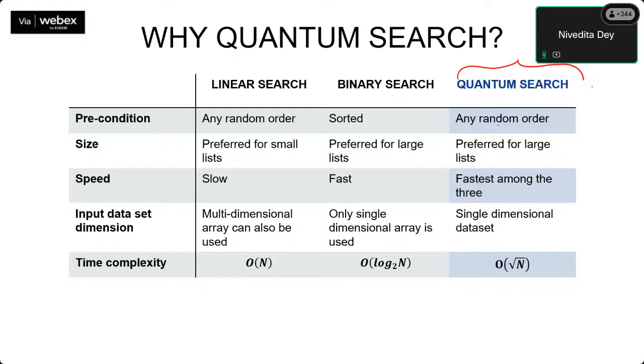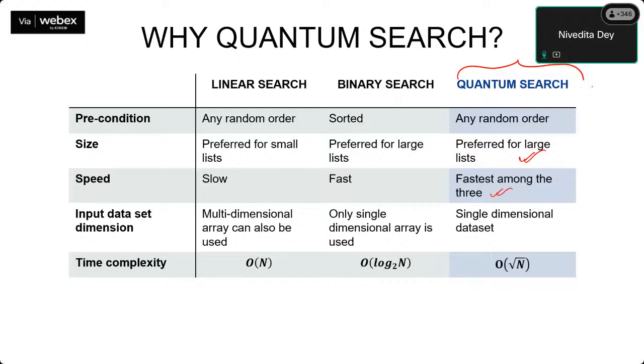It can work on any random order just like linear search. It is also preferred for a very large list, unlike linear search. Slow, fast, and fastest. Yes, it is fastest among the three, considering I'm working on an unsorted database.